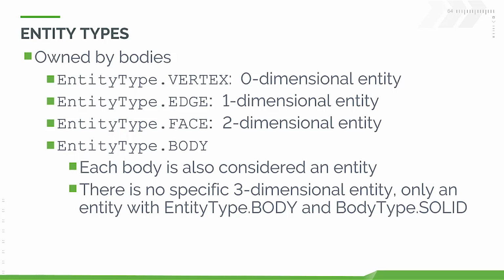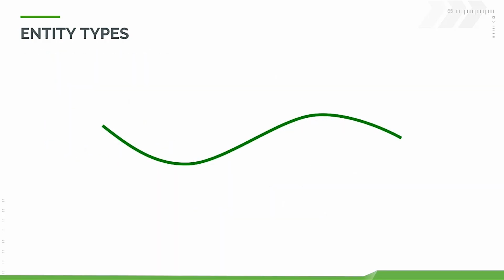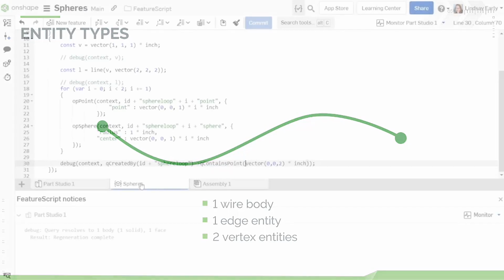It is important to note that edges are not just the intersection of two faces, and vertices are not just the points on a solid. For example, a wire body contains edges for the segments and vertices on its endpoints even though it is not a solid body. Similarly, a point body has a single vertex entity.